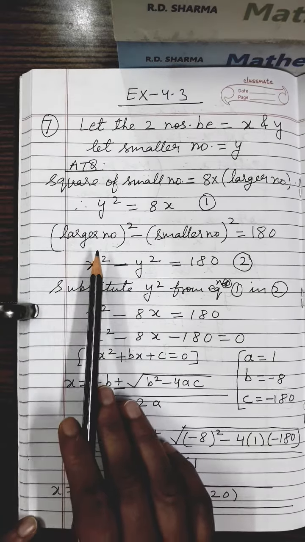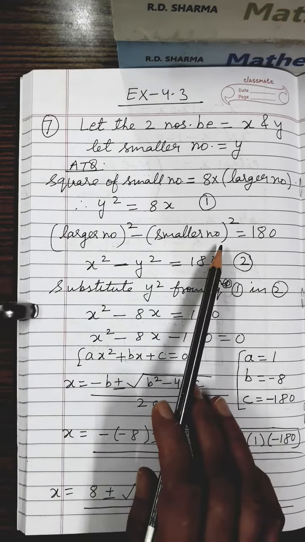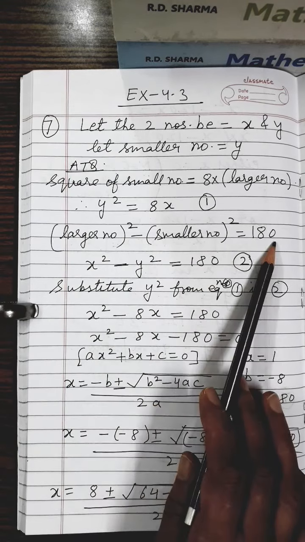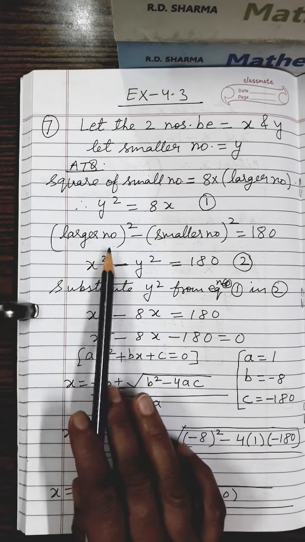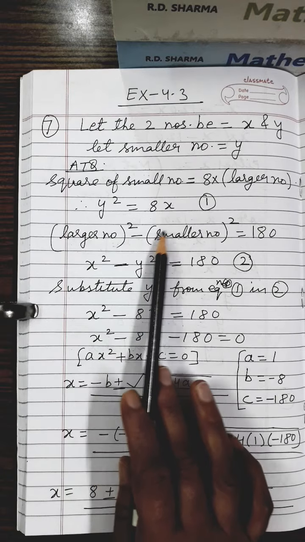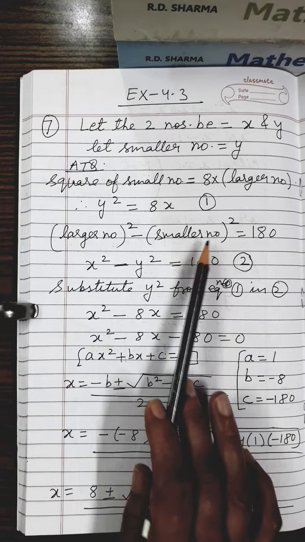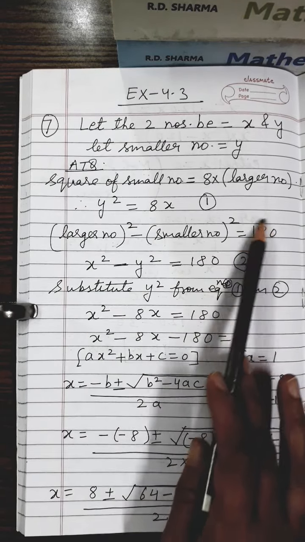Also it is given that the difference of the square of the two numbers is 180. Difference of the square means square both the numbers, subtract them, you will get 180. Now when you are squaring and subtracting them, remember children, you have to write down larger number first minus smaller number. You can't write smaller number minus larger number here. Why? Because larger number square minus smaller number square gives you a positive number.